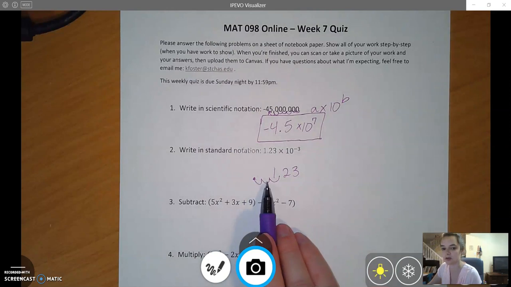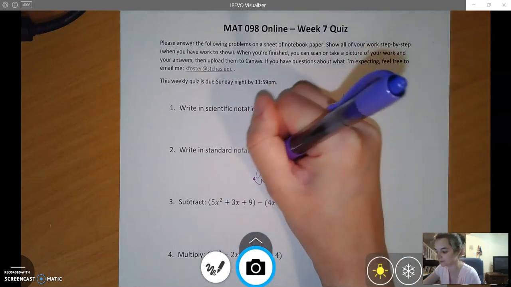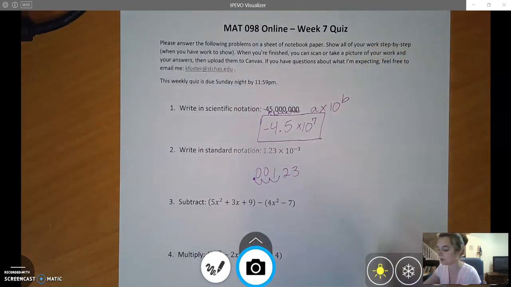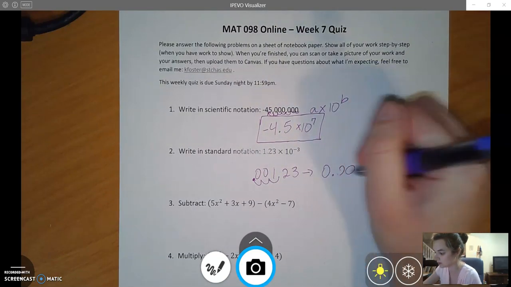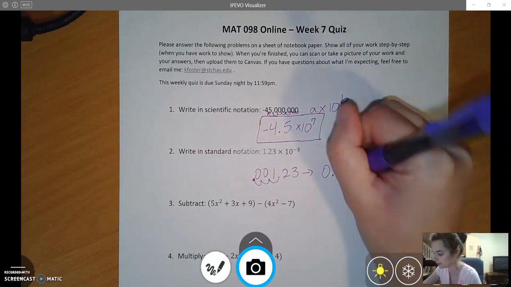And you'll notice I have 2 empty spots. That's for zeros. So my new number is going to be 0.00123.